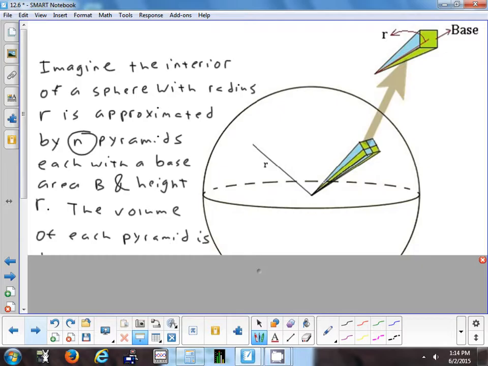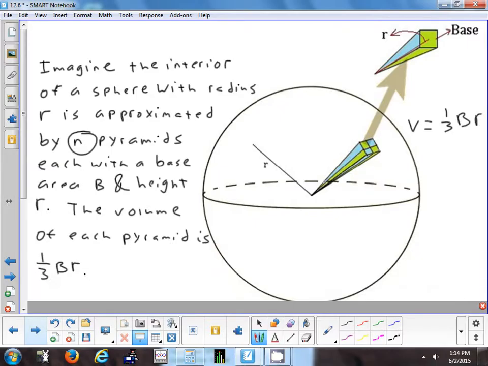That's how many pyramids we're going to need to fill the sphere. We'll just say we need n of them, but n represents a number we don't know, however many pyramids we need. Each pyramid is going to have a base area of B. We don't know what the area of the base is, so we'll just call it capital B. And the height of the pyramid is r.